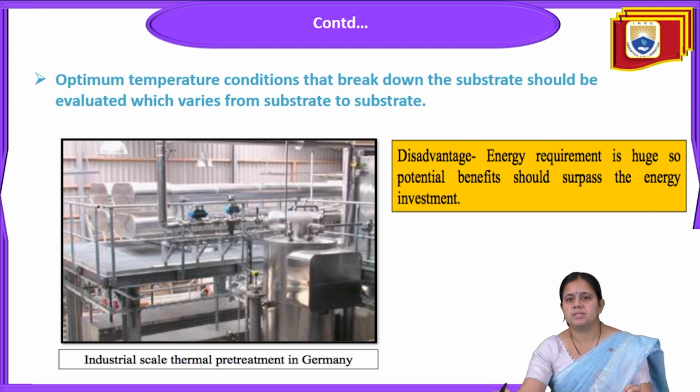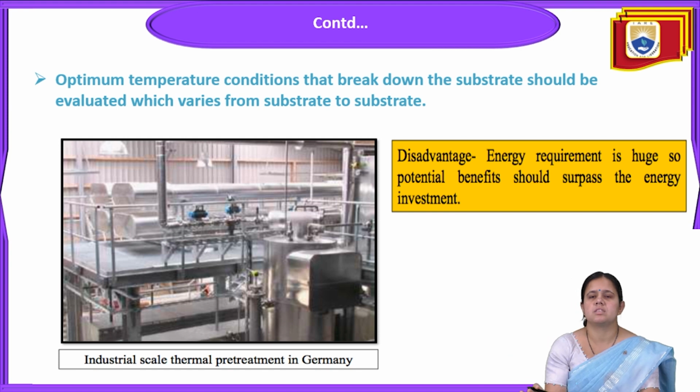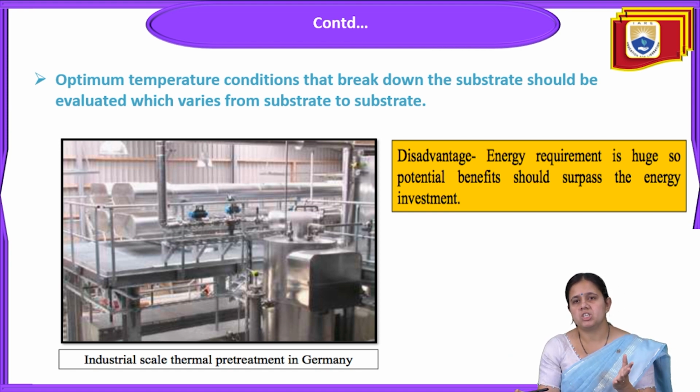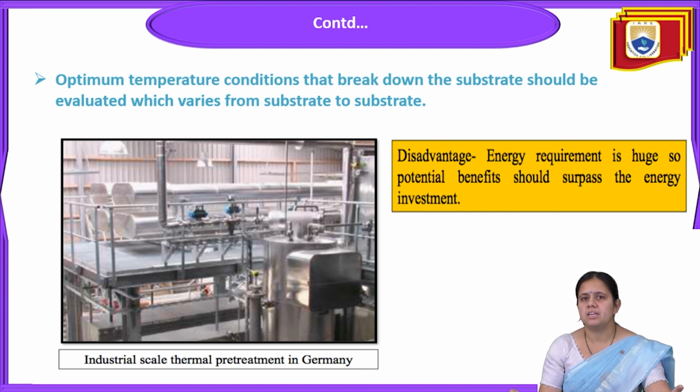This picture represents industrial scale thermal pretreatment in Germany. The optimum temperature condition that breaks down the substrate should be evaluated, and it varies from substrate to substrate. Obviously, the optimum temperature will vary for fatty substances, proteins, and carbohydrates.